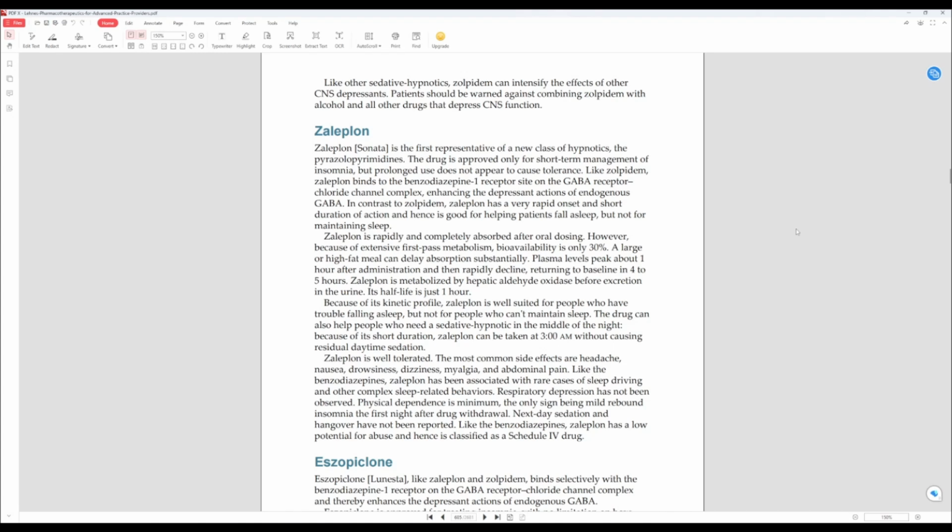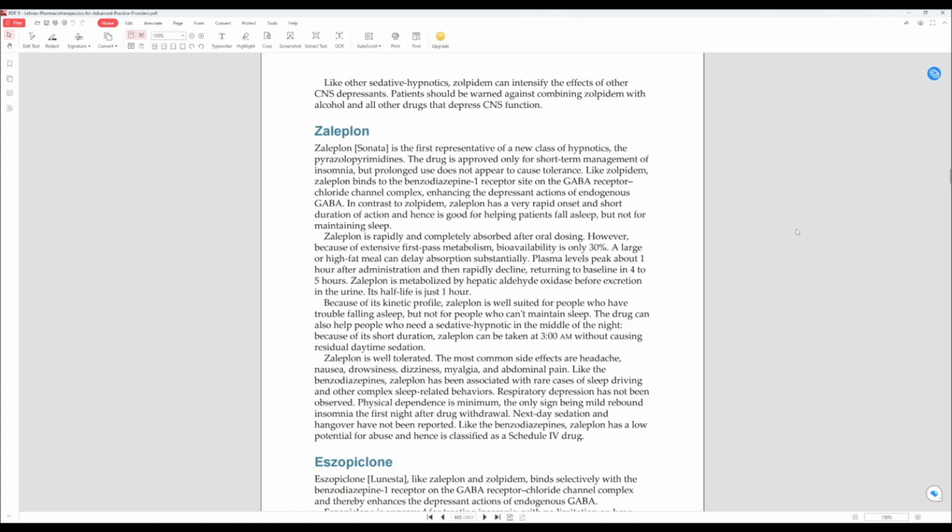Because of its kinetic profile, Sonata is well suited for people who have trouble falling asleep, but not for people who can't maintain sleep. The drug can also help people who need a sedative hypnotic in the middle of the night. Because of its short duration, Sonata can be taken at 3 a.m. without causing any residual daytime sedation.